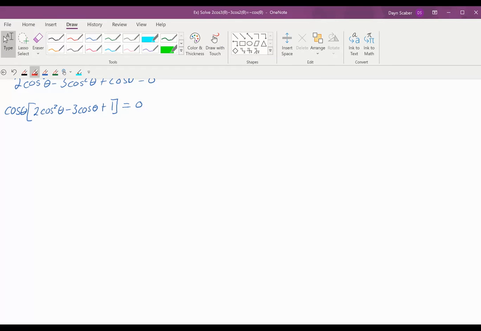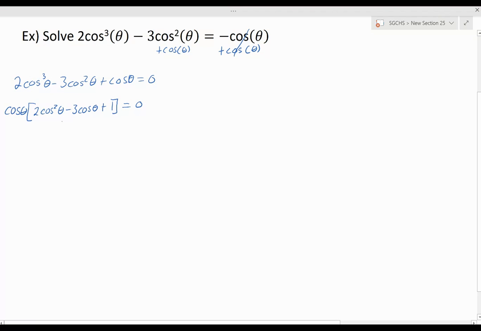Now we have to factor by decomposition here. My product is 2 times 1, so the leading term multiplied by the constant. 2 times 1 is 2. So what numbers multiply together to get this? My sum is my middle term, so negative 3, and those same two numbers will add together to give me negative 3. So my answer here will be negative 2 and negative 1, right? Negative 2 times negative 1 gives me 2, and negative 2 minus 1 gives me negative 3.